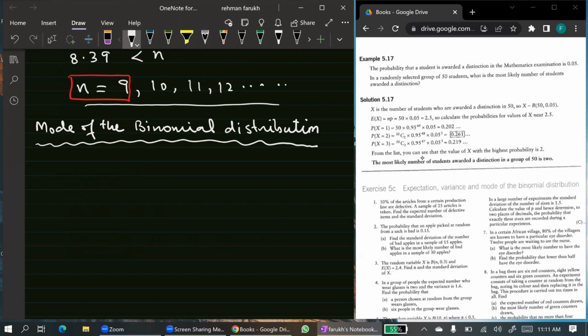In example number 5.17, I will read the example. The probability that a student is awarded a distinction in a mathematics examination is 0.05. The probability of distinction is given. In a randomly selected group of 50 students, what is the most likely number of students awarded a distinction? The total number of students is 50. X is a binomial distribution with n, p equal to 50, 0.05.